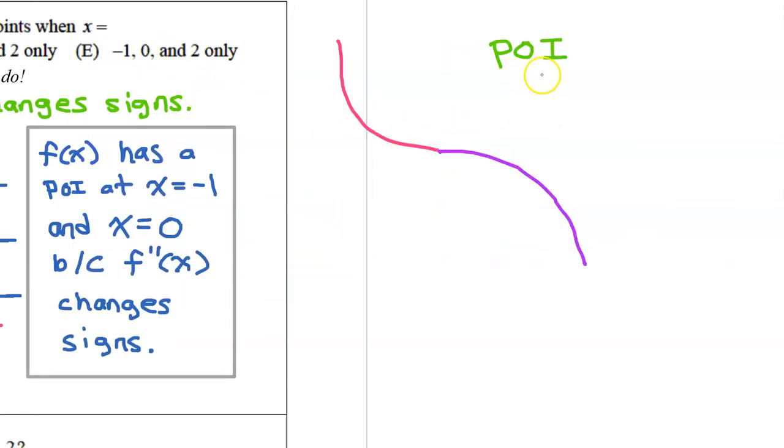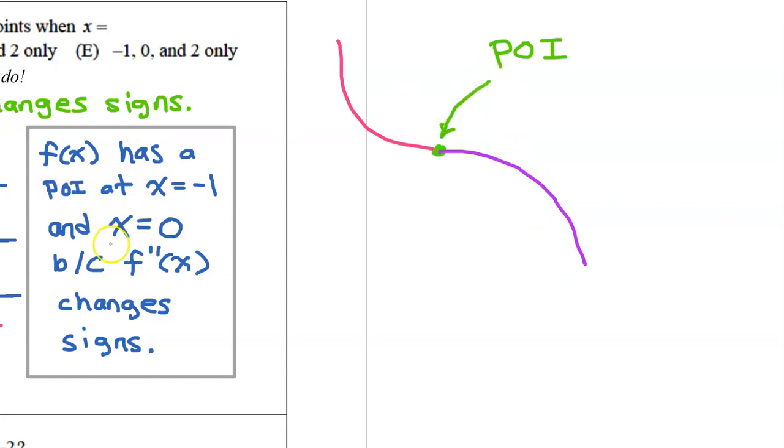By the way, a point of inflection is where a function changes concavity. So for example, in this picture, the left side of the function is concave up, and then at this point, it changes to being concave down. So that's what makes this a point of inflection.